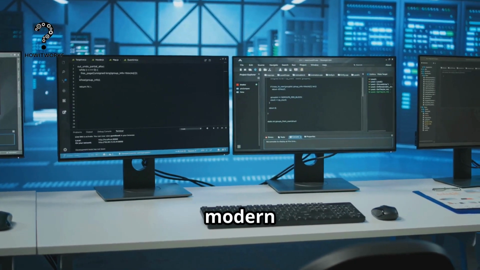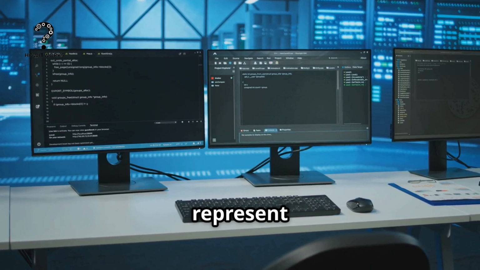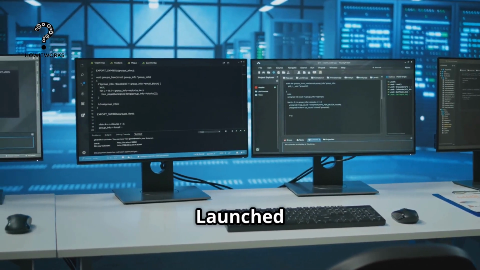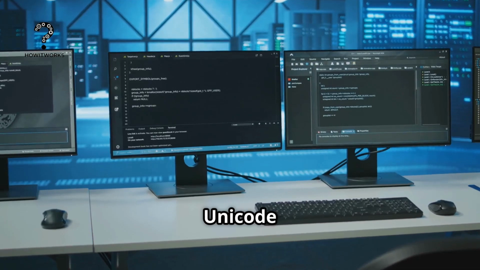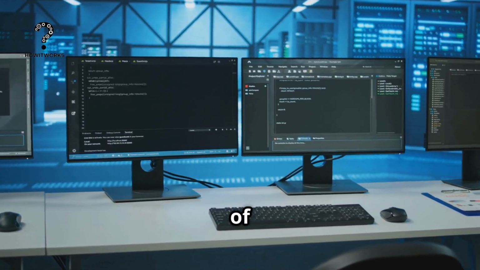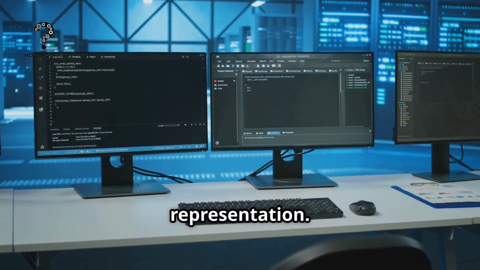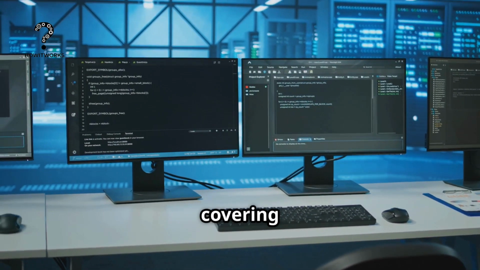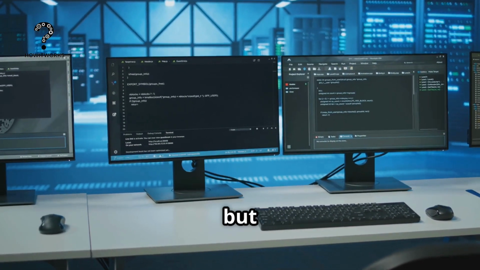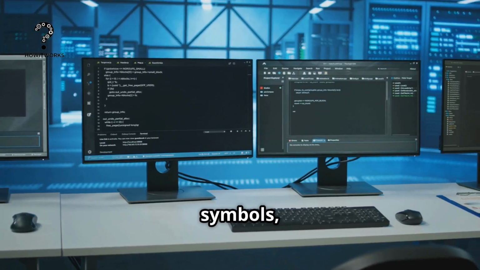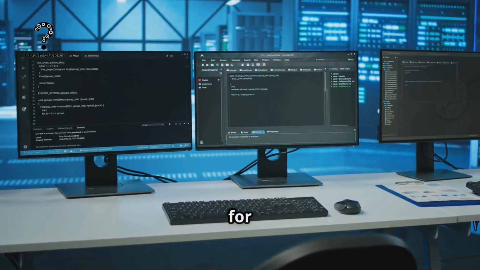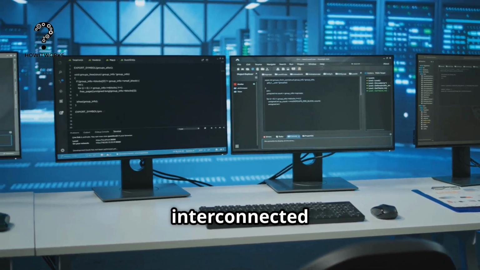Unicode is a more modern and comprehensive system that can represent characters from virtually every writing system in the world. Launched in the early 1990s, Unicode expanded the possibilities of digital text representation. It includes over 143,000 characters, covering not just modern languages but also ancient scripts, symbols, and even emojis. This makes Unicode an essential tool for global communication in our interconnected world.